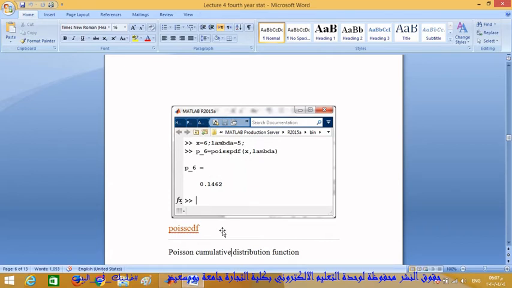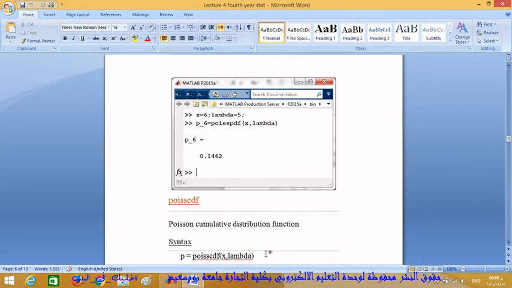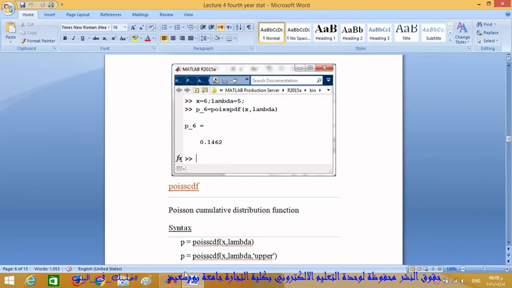poisscdf, the Poisson cumulative distribution function. The syntax: P equals poisscdf of x and lambda. Here x means beginning with 0 up to x, giving all accumulated probabilities from 0 to x, and lambda. Or P equals poisscdf of x, lambda, and 'upper', where upper means the complement probability after x, okay, after x.